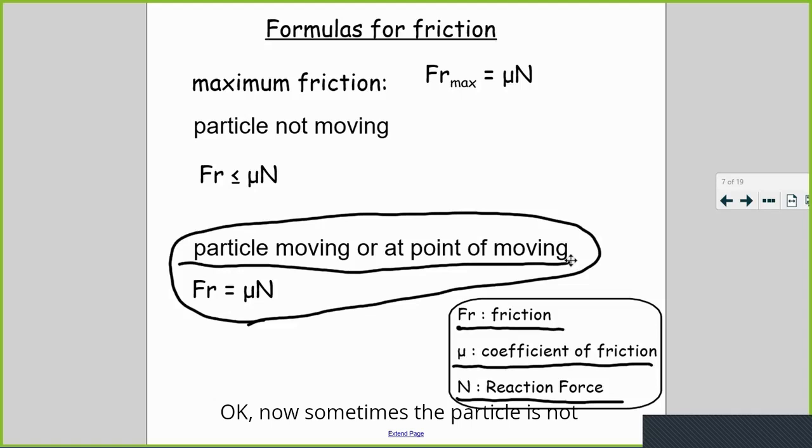Now sometimes the particle is not moving. So, for example, in the questions we did at the start, the maximum friction was 17, but the actual friction can be less. In that case, friction is less than or equal to mu n, because the actual friction can be less than the maximum one. But this is the main formula that we need for solving.